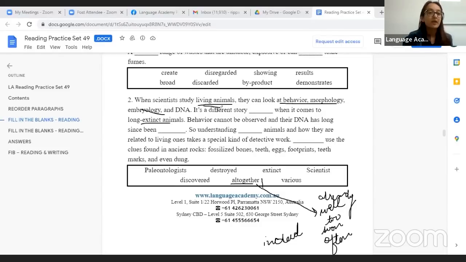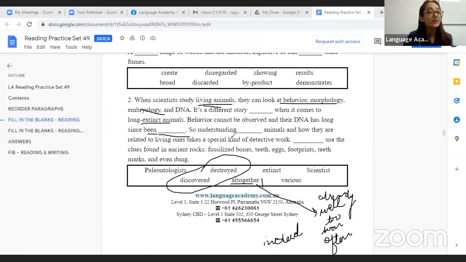But if we want to make it more academic, we can say it's a different story altogether when it comes to extinct animals. Why is it a different story? Because behavior cannot be observed. They are not here, so we cannot observe the behavior. And their DNA has long since been dash. The options that we had were discovered or destroyed, so both are grammatically fitting. We had to select the answer based on context. So we are saying negative, that we cannot observe the behavior.